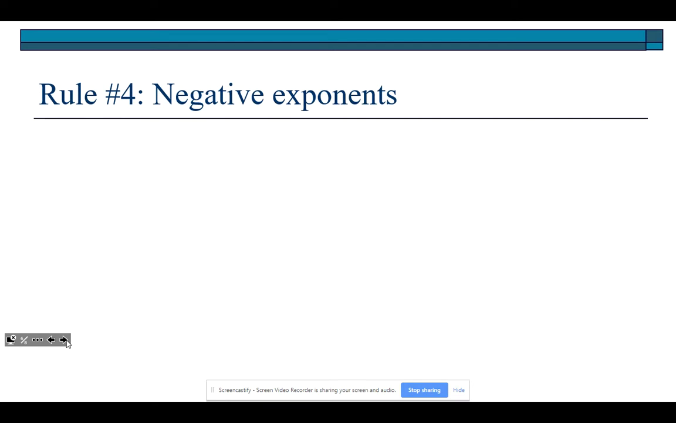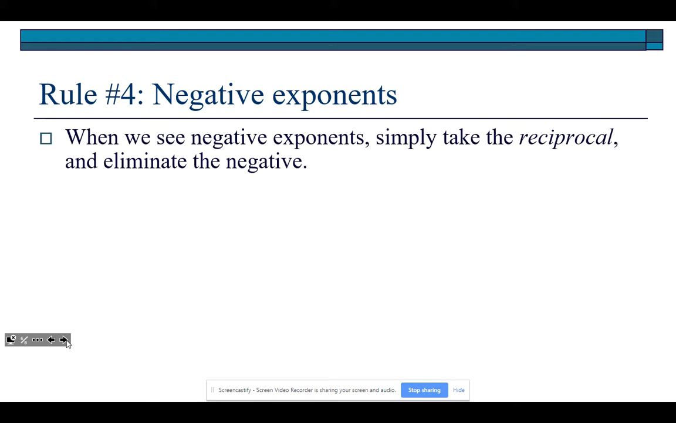Rule number 4 is the most complicated of all the rules. It's the negative exponent rule. When you see negative exponents, take the reciprocal and eliminate the negative. Here's an example. 3 to the negative third power gets moved to the bottom of a fraction, and since there's nothing left on top, we have to put a 1. In the second example, we already have a fraction, and we move the negative 2 down to the bottom, and the negative 5 up to the top.